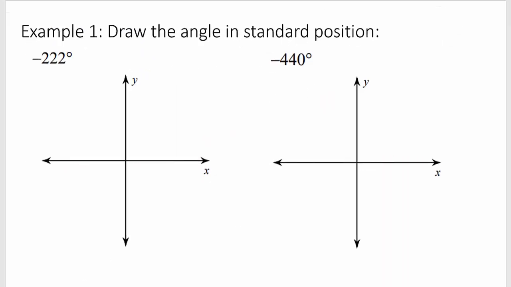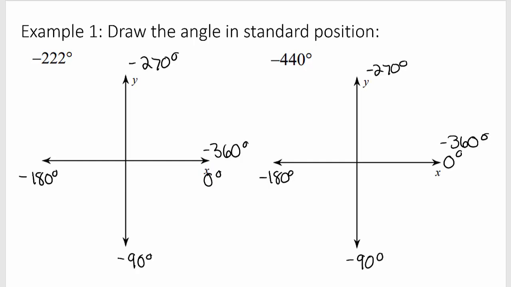Now we're going to draw two angles that have negative degrees. So we'll start by putting our angles of rotation on the axis. Then we will draw the initial side and the terminal side. So negative 222 will be in the second quadrant. And then we show our rotation moving clockwise, and we put the measure of the angle on that rotation.